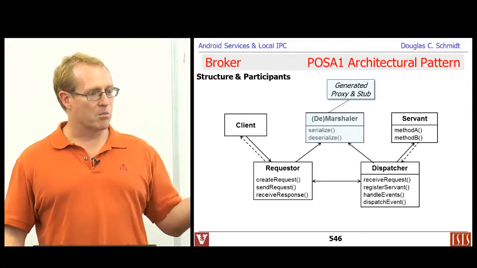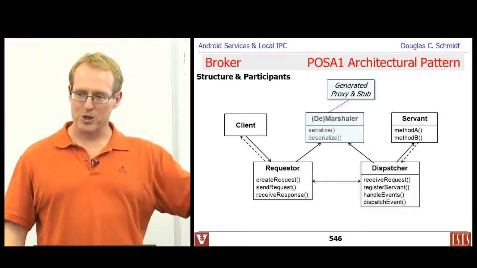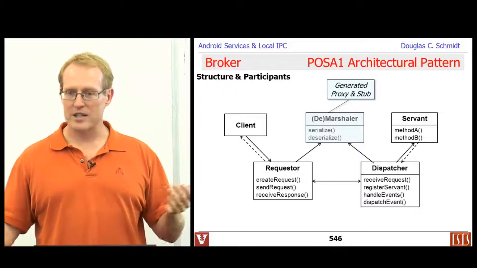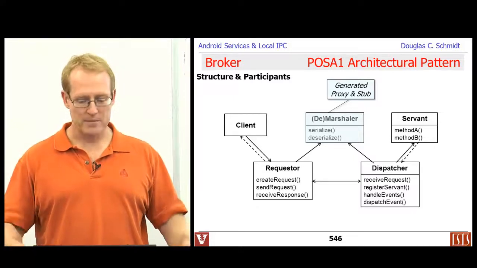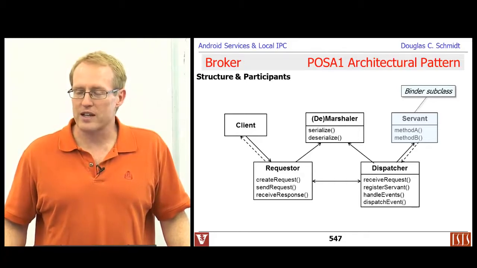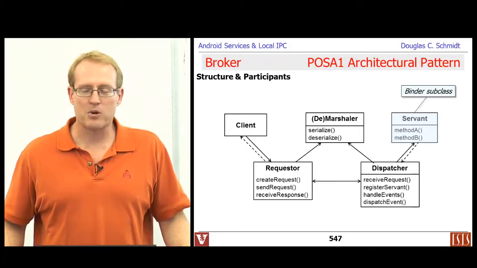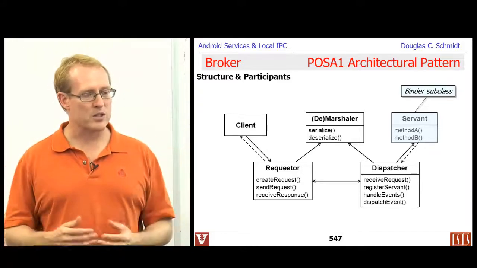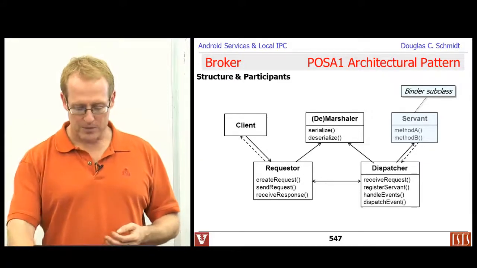You then have demarshallers, demarshalling and marshalling, and they do the serialization and deserialization. That's what we typically think of as being the proxy. And then you finally have the guy that does the real work, which is called a servant in this particular context. Sometimes people call these things executors, but we'll call them servants for now. So those are the main components that you would typically find in a broker.